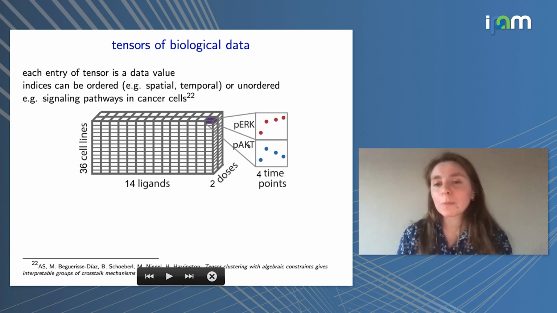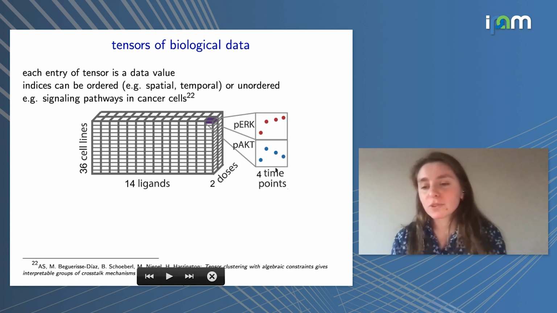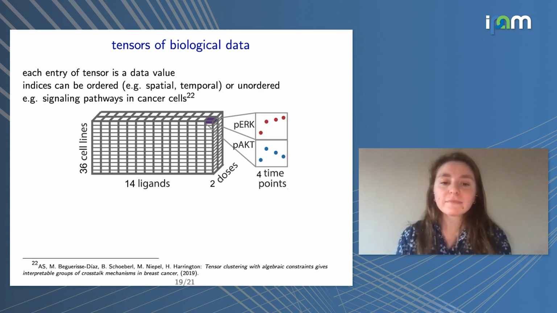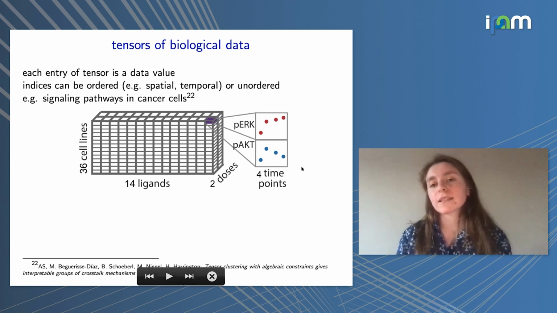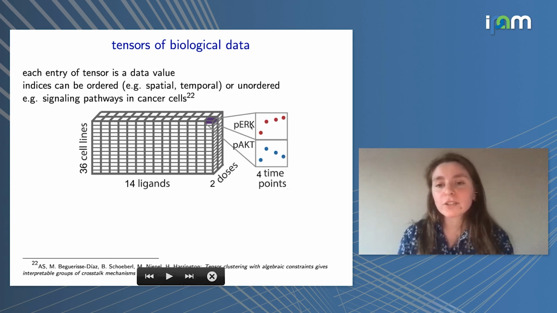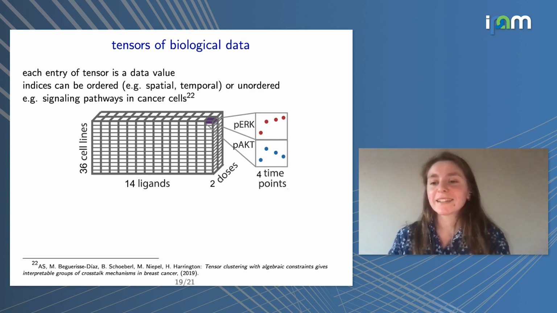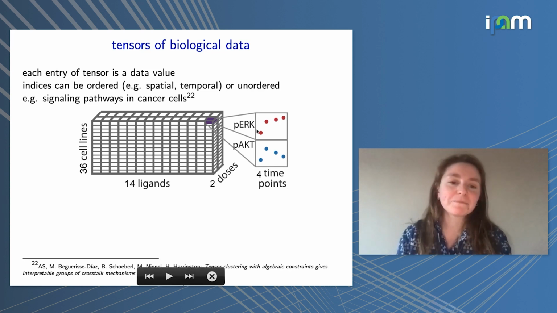You have these two output measurements, and you record each output measurement across 4 different time points. Okay, so you've got your 5 different indices, and once you've fixed a value for each of your 5 indices, you have a number, which is in this case, the phosphorylation of either ERK or AKT at a particular time point, under a particular dose, for a particular ligand, and a particular cell line.